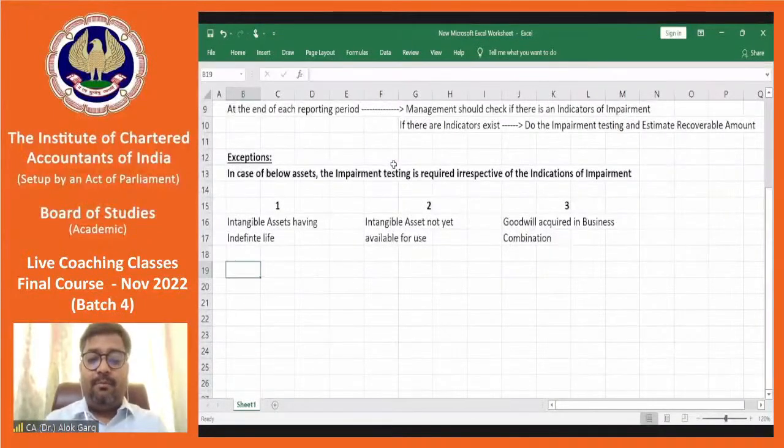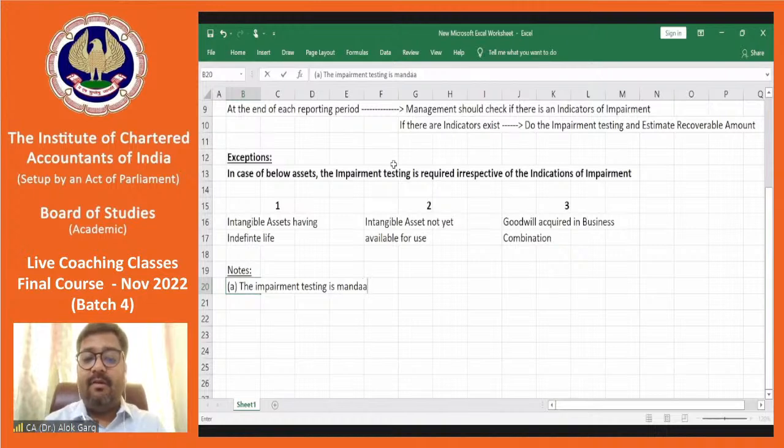And let me put some notes for these kind of assets. Note number A: the impairment testing is mandatory. I'm not saying impairment will be there, but you need to calculate the recoverable amount. You need to do the impairment testing. The impairment testing is mandatory on the above three assets at least once in a year. Okay.